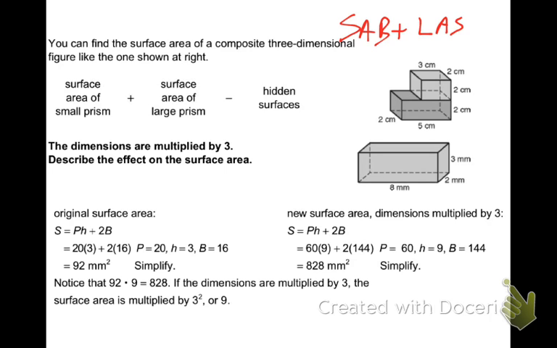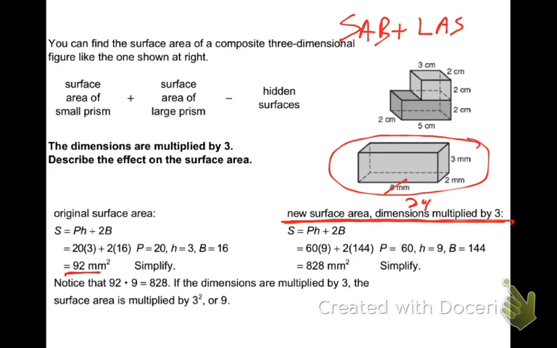All right, last thing we're going to talk about today, we didn't talk about this yesterday, is dimensions. For example, what happens if I multiply all of these sides of a length? Okay, well, they found the surface area of this prism here. The surface area of that prism is 92. They then multiplied all the dimensions by 3. So instead of this one being 8, that now became 24. Instead of 2, this one's 6. Instead of 3, this one is now 9. Well, when you find the surface area of this shape now, it comes out to be 828 millimeters squared.